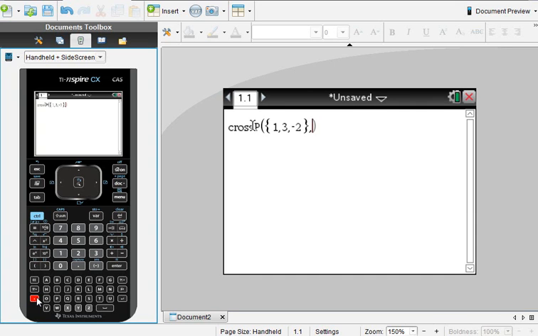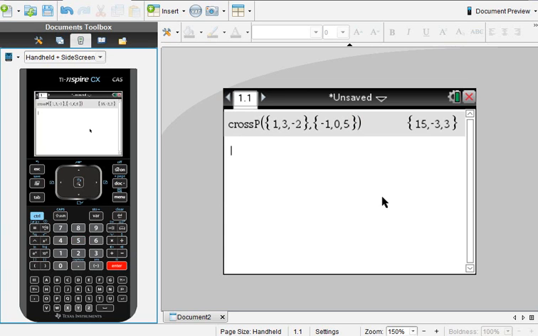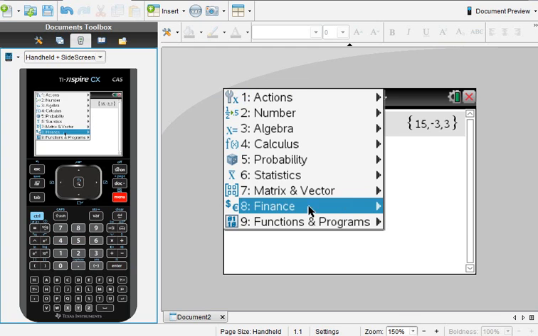And the second vector, what is it now? 6, 0, negative 2? Sorry, no. Minus 1, 0, 5. So you want Control, minus 1, comma, 0, comma, 5. Okay, and go outside and you press enter and you should see the cross product. Okay? Try to do the second one on your own. So find the cross product again.